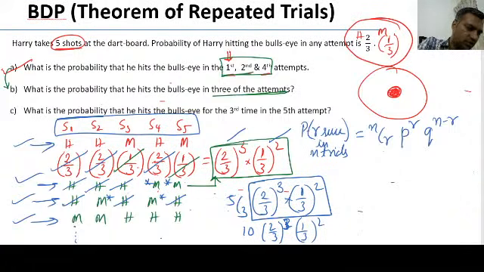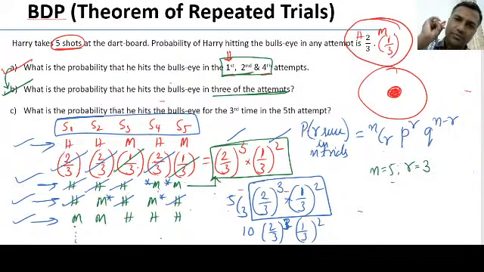Okay, look at the second question here, part B. What is the value of n, friends? n is equal to 5. What is the value of R here? The value of R here is 3, because 3 times I want to hit the bullseye out of 5 times. What is the P here? What is the probability of success? 2 by 3. What is Q here? That is the probability of failure, that is nothing but 1 by 3.